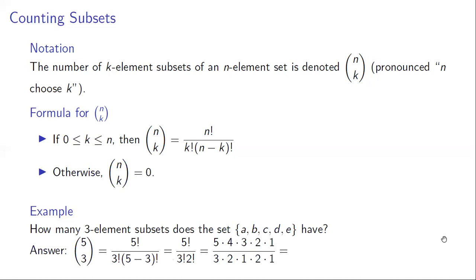We can write it out. And now we can cancel some things. The 3 times 2 times 1 can cancel with this 3 times 2 times 1, leaving us this, which is 20 divided by 2, which is 10. So if we start with the set of 5 elements and we want to know how many different 3-element subsets we can make, the answer is 10.